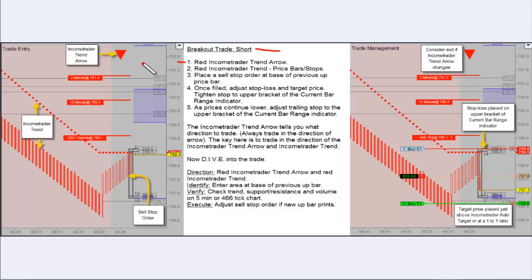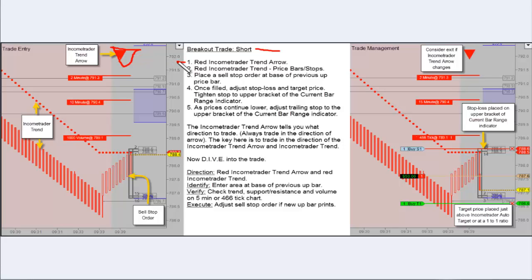All right, first thing we're going to need in order to start this trade, and this happens to be on the Russell, we need a red IncomeTrader trend arrow. Now the trend arrow is something new, and a lot of traders come to me and say, hey, do you have any way to identify which way I should be trading the market? Something really simple. And yes, now we do. If the arrow is red and pointed down, you should only be looking for shorts. If the arrow is green and pointed upward, then you should only be looking for longs. So as a general rule, follow the arrow.